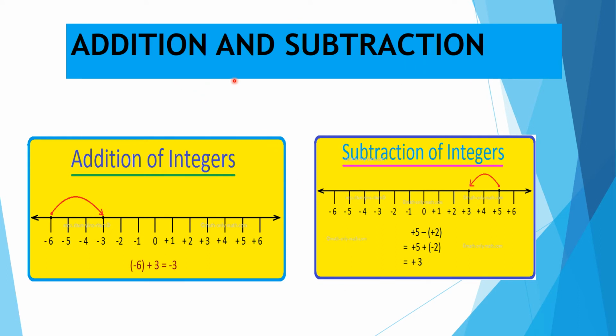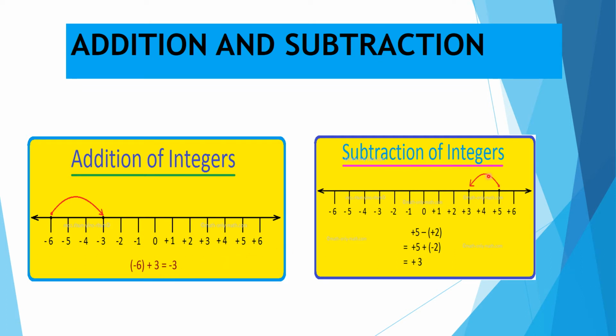Another example of addition and subtraction using the number line. Now addition of integers. The question is minus 6 plus 3. So first you move to minus 6. When it is minus 6, you will move to the left side of 0, 6 steps. Here is minus 6, to the left side of 0. Now from minus 6, you have to move 3 steps to the right side because it is plus 3. So now you move 3 steps, 1, 2, 3 steps. So where do we reach? We reach minus 3. So minus 6 plus 3 is minus 3.